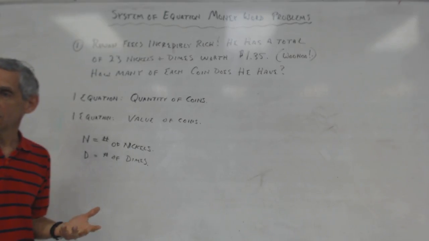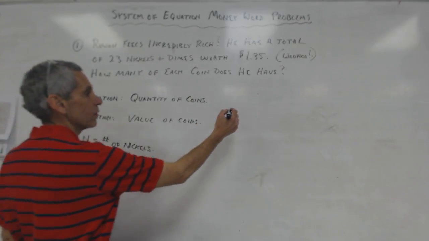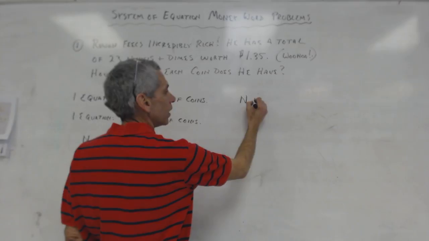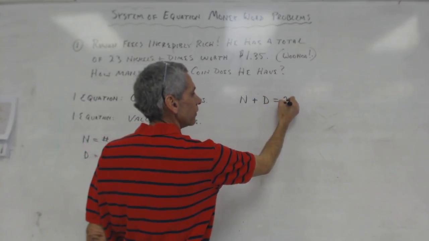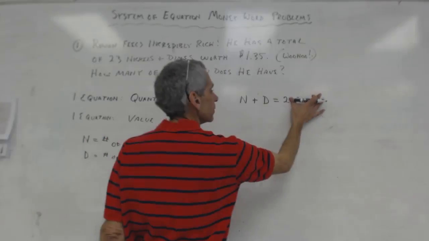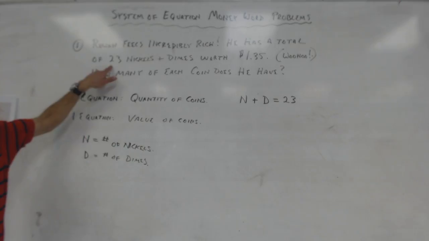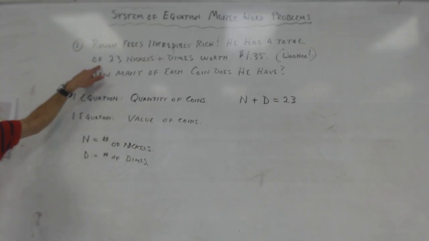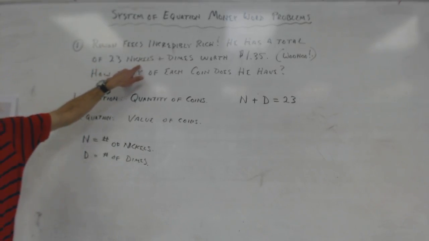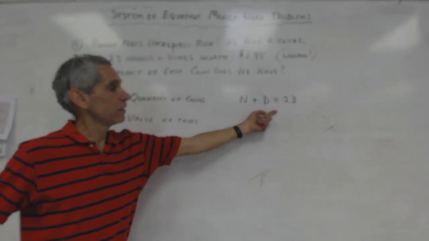Is it N plus D equals 23? Ah, there we go. Say it again. N plus D equals 23. Right. N plus D equals 23, sorry, it's 23. Does that make sense to you? Caleb, does it make sense to you? N plus D equals 23? All right, so that's the quantity of coins.